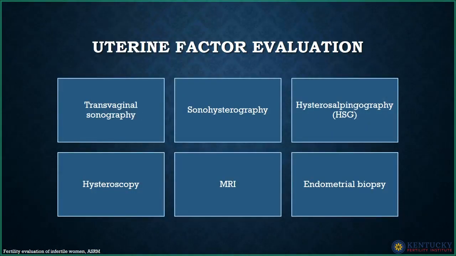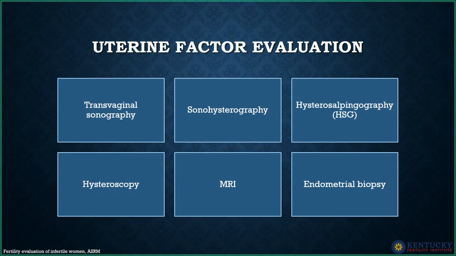Moving north to the uterus, these are the typical ways we might consider evaluating the uterus. All have their pros and cons. We'll maybe talk about each briefly. Certainly the transvaginal sonogram is the hallmark of how we can quickly evaluate the uterus. It's an easy test, it's a quick test. We get a lot of information about general uterine architecture with that.